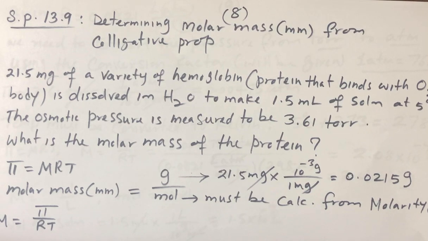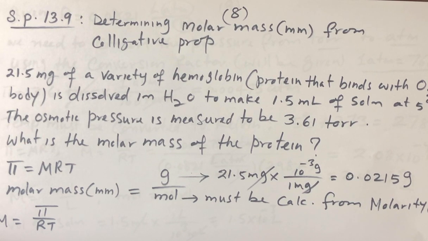Now, in this problem, a certain amount of a hemoglobin protein that binds with oxygen in body cell is dissolved in water to make 1.5 milliliter of solution at 5 degrees Celsius. The osmotic pressure is measured to be 3.61 torr, and the question is, what is the molar mass of the protein?